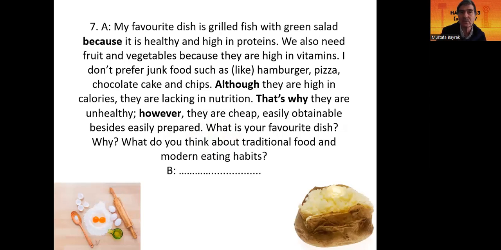We also need fruit and vegetables because they are high in vitamins. I don't prefer junk food such as, or like, hamburger, pizza, chocolate cake, and chips. Although they are high in calories, they are lacking in nutrition. That's why, so, group conjunction, okay, that's why they are unhealthy. However, but, conjunction, they are cheap, easily obtainable, besides easily prepared.